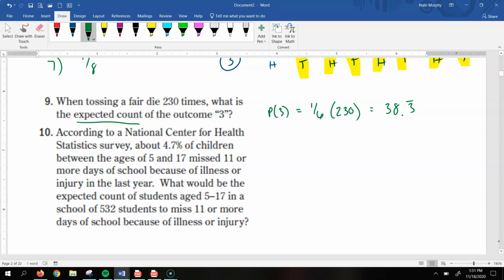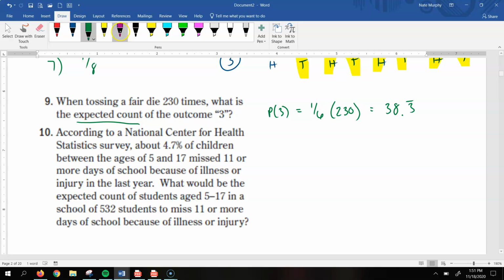There's a lot more words here. So it says, according to a National Center for Health Statistics survey, about 4.7% of children between the ages of 5 and 17 missed 11 or more days of school because of illness or injury in the last year. What would be the expected count of students aged 5 to 17 in a school of 532 students to miss 11 or more days of school because of illness or injury?